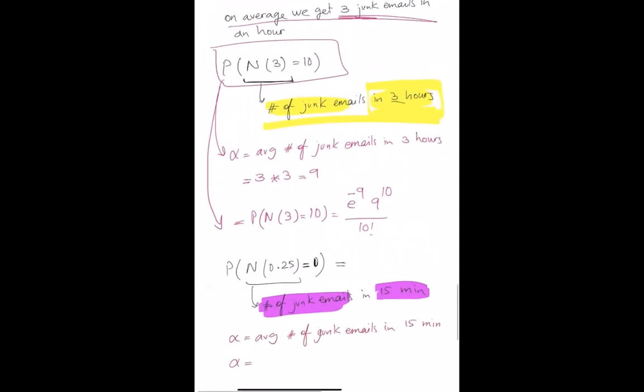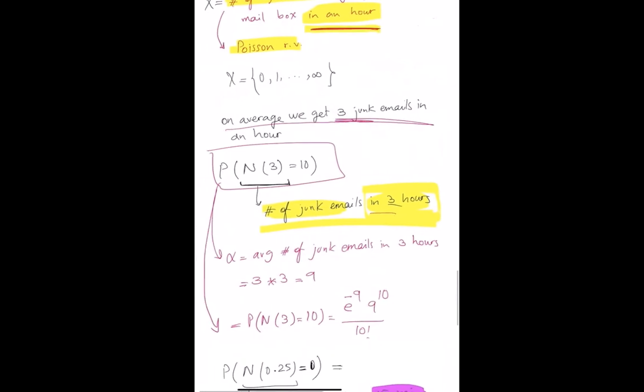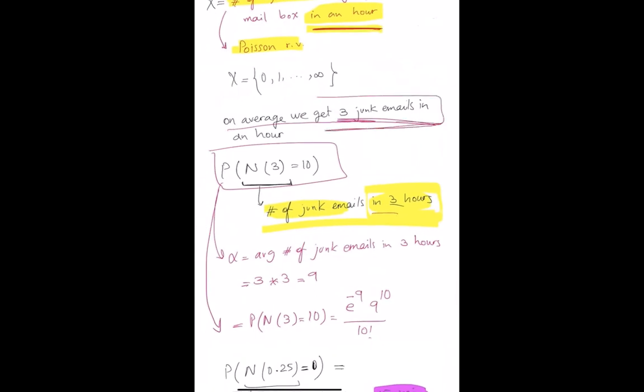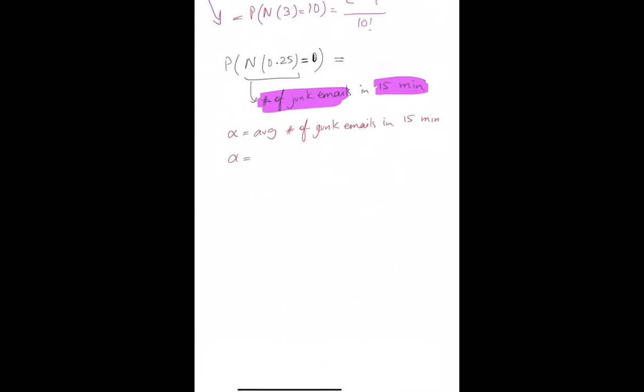So what is alpha here? If I know the number of junk emails that I get in an hour is 3, the number of junk emails that I get in 15 minutes, which is 1/4 of an hour, is 3/4. So with this new alpha, all I need to do is calculate this probability: e to the power of minus alpha, alpha to the power of 0, over 0 factorial.